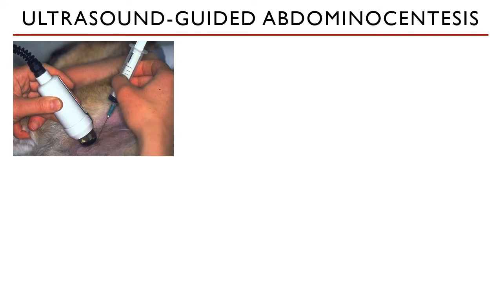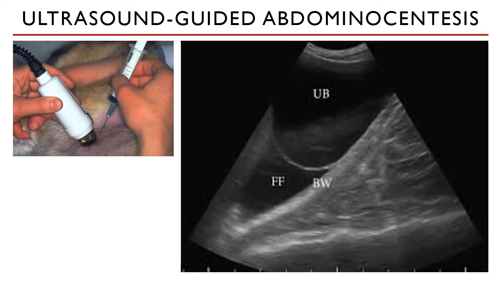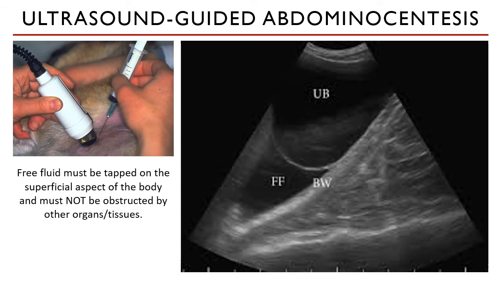So how do we use an ultrasound to assist us in doing abdominocentesis? First, you need to localize the specific region wherein there is the free fluid. Second, the free fluid must be on the superficial aspect of the body, on this side of the ultrasound, and must not be obstructed by other organs and tissues, as seen in this image wherein the urinary bladder is obstructing the area where the free fluid is.